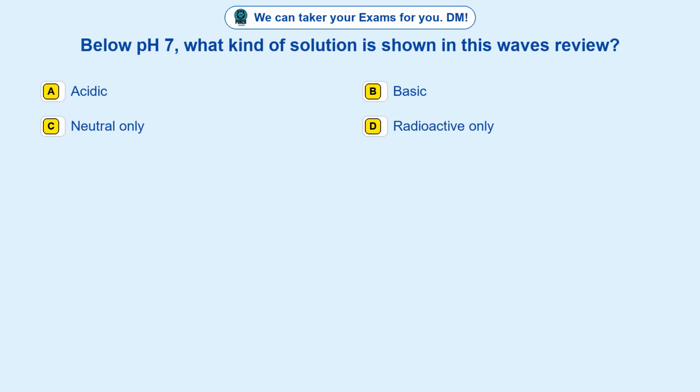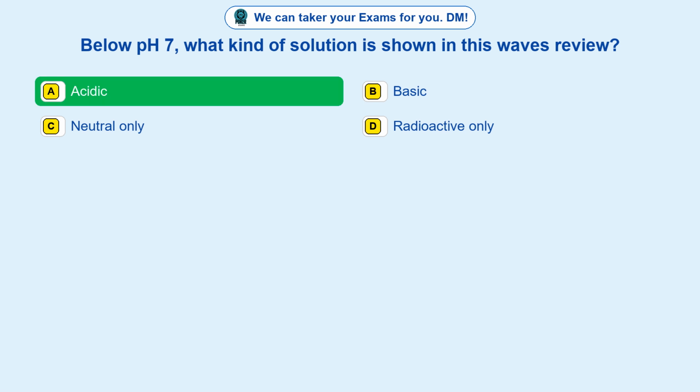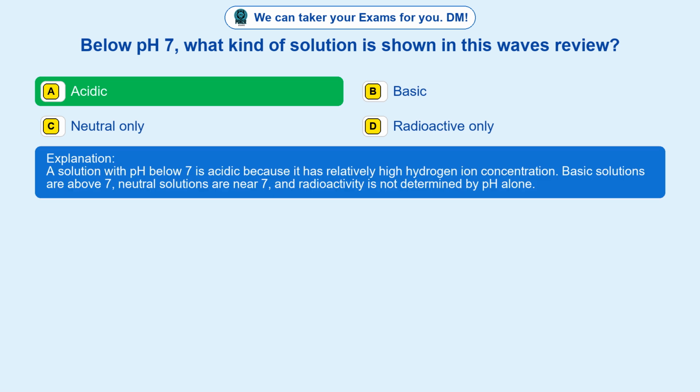Question 35. Below pH 7, what kind of solution is shown in this waves review? Option A, acidic. Option B, basic. Option C, neutral only. Option D, radioactive only. The correct answer is option A. Acidic. A solution with pH below 7 is acidic because it has relatively high hydrogen ion concentration. Basic solutions are above 7, neutral solutions are near 7, and radioactivity is not determined by pH alone.